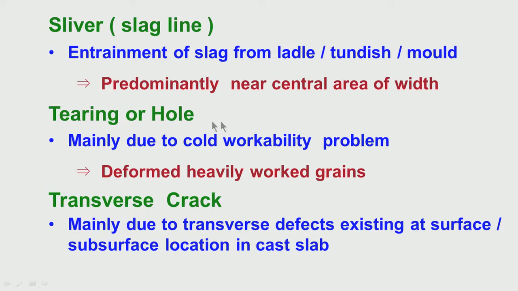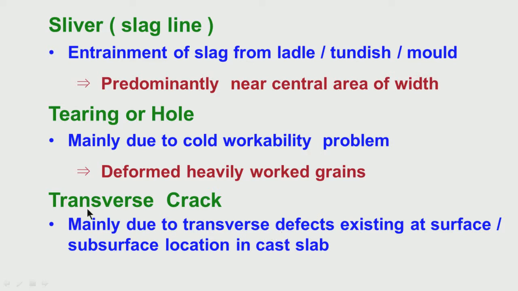Now, sometimes, as I was telling you, there might be tearing or generation of a hole in the product, but normally it has been found that it has nothing to do with the cast product. It is mainly due to a cold workability problem. That means when you are deforming heavily worked grains, too much cold deformation might generate tearing or a hole. So, the continuous casting people or the steel making people are not responsible for it. I am not discussing this problem in detail; it has something to do with cold rolling.